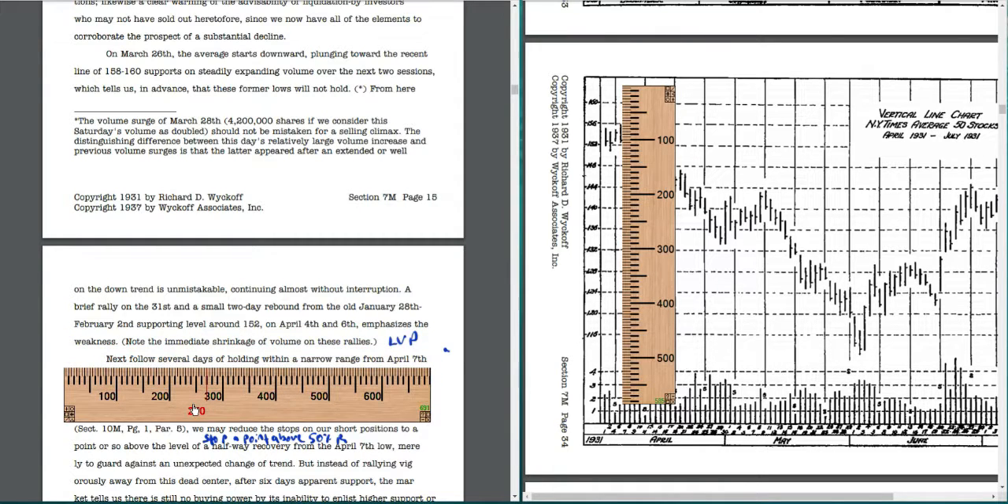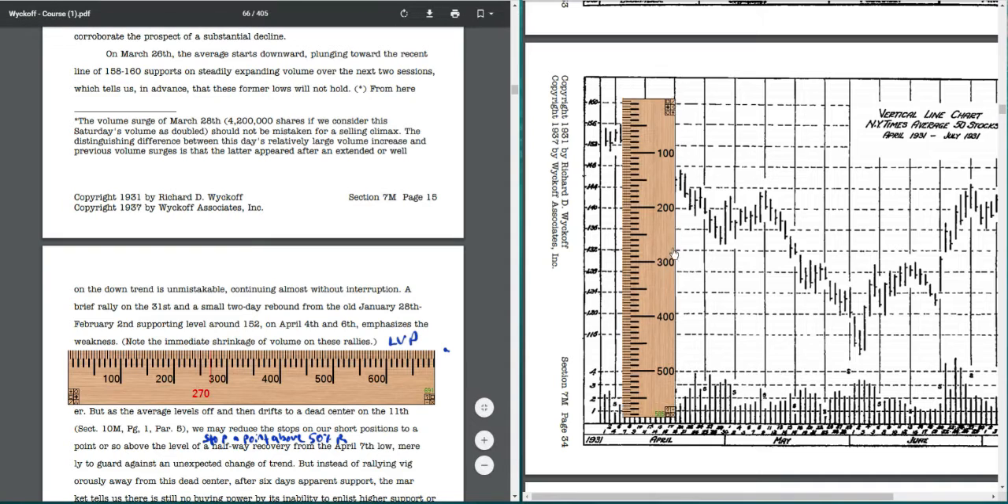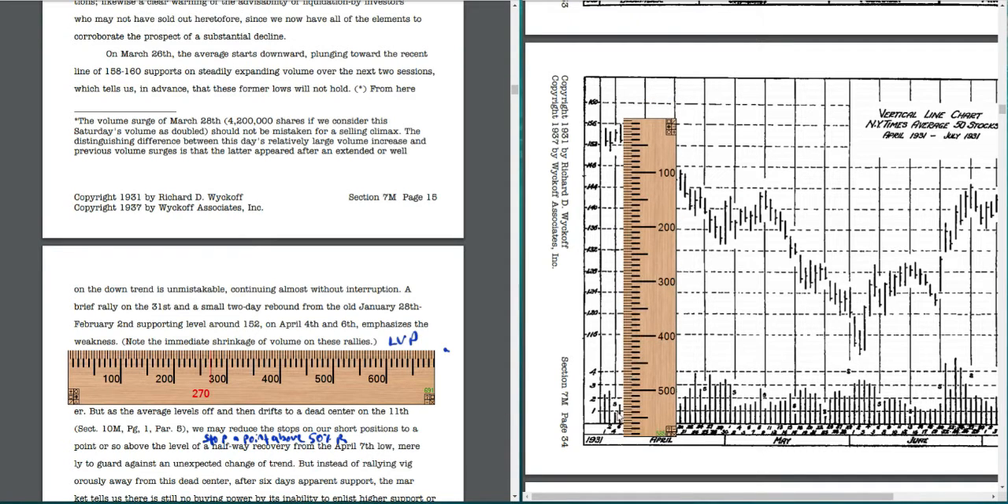Emphasizes the weakness. Note the immediate shrinkage of volume. 2 days, pathetic volume. Emphasizes the weakness.